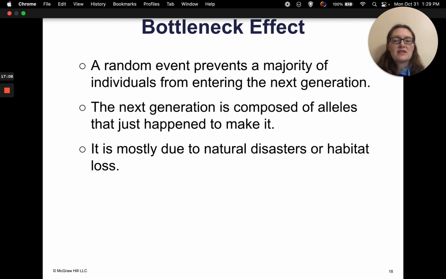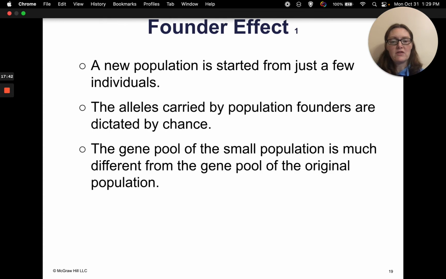So the bottleneck effect again, a random event prevents a majority of individuals from entering the next generation, such as the deaths of many of the black-footed ferrets. Many of the prairie dogs were killed off because farmers didn't like the prairie dogs, and so because of that, the black-footed ferrets went with the prairie dogs, and so many of the black-footed ferrets were destroyed. The next generation is composed of alleles that just happened to make it, and is mostly due to natural disasters or habitat loss. In the case of the ferrets, the prairie dogs were killed, so the ferrets again went with them.